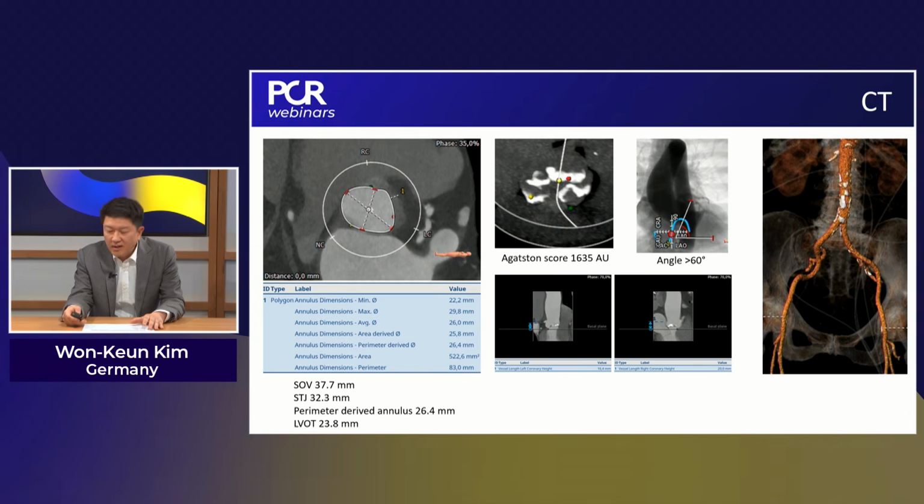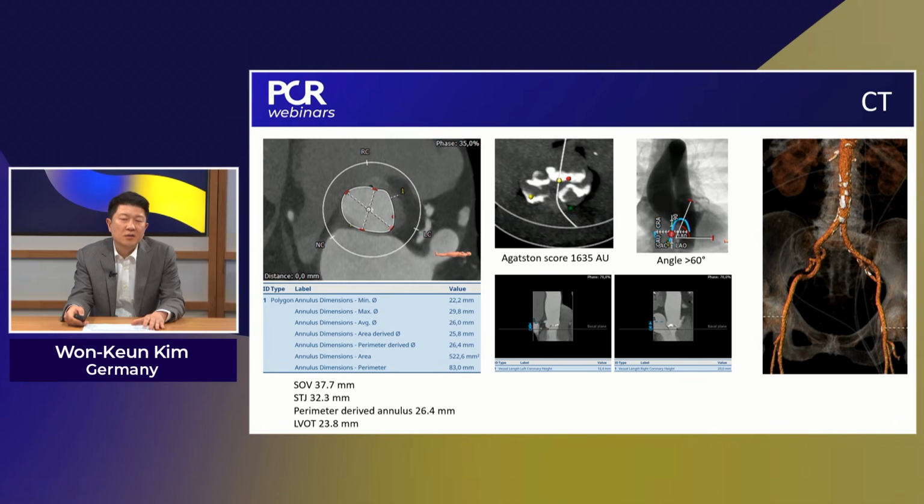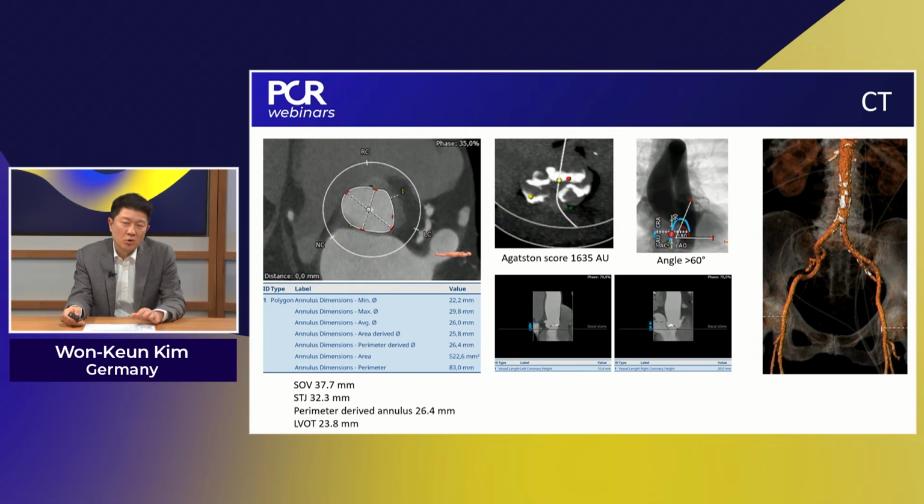You can see the annulus diameter highlighted on the left-hand side. Perimeter derived is 26.4, so on the larger side for a female patient. Further down, you can appreciate the aortic root dimensions, which we discussed. SOV is 37. STJ is also rather on the larger side, and LVOT is indicating some tapering. Aortic valve calcification is mild to moderate with a more or less symmetric distribution. It's difficult to see, but you have to believe me that coronary distance to the left and right coronary artery are okay.